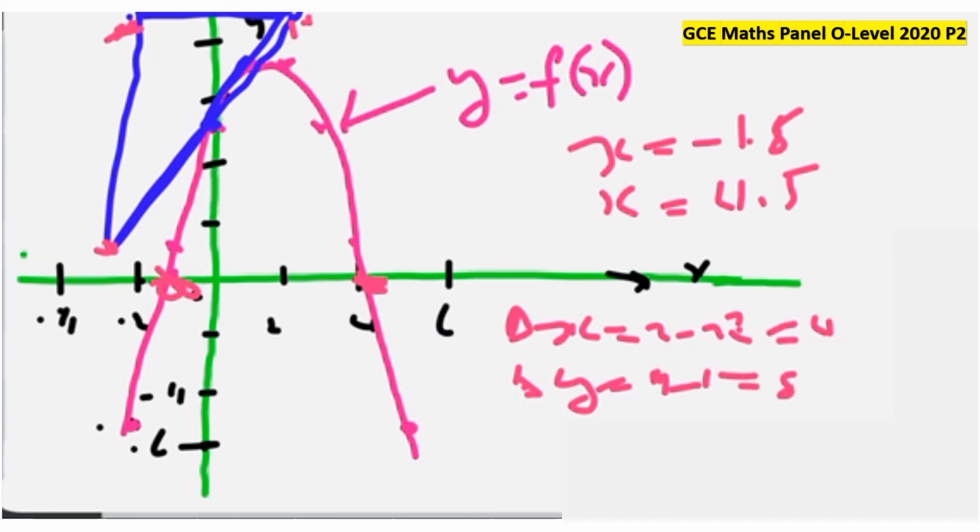And our gradient is given by change in y divided by change in x. That's how we calculate gradient. So change in y divided by change in x is 8 divided by 4, which is 2. So our gradient m will be equal to 2. Okay.